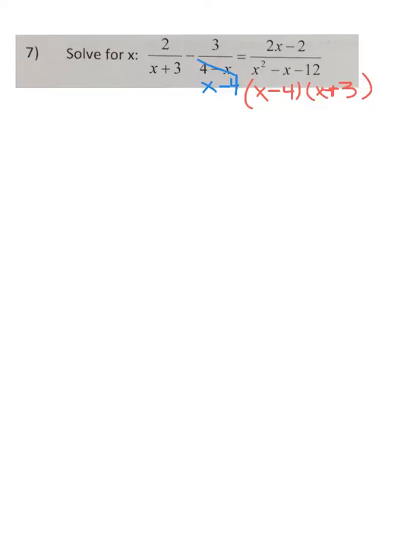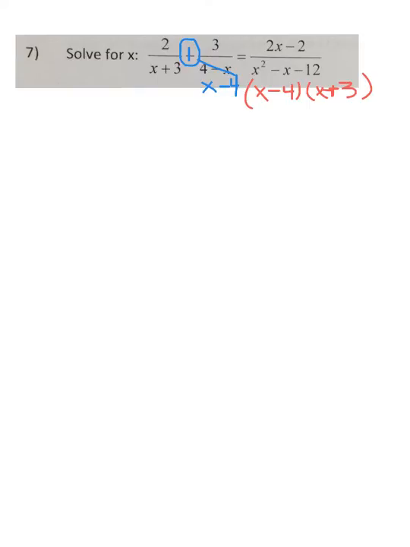And the easiest thing to do is to take that minus sign right here and turn that into a plus sign. Okay, because what we're doing is we're multiplying that second fraction by a negative 1. So changing that minus sign to a plus sign would be the easiest way to go about that.